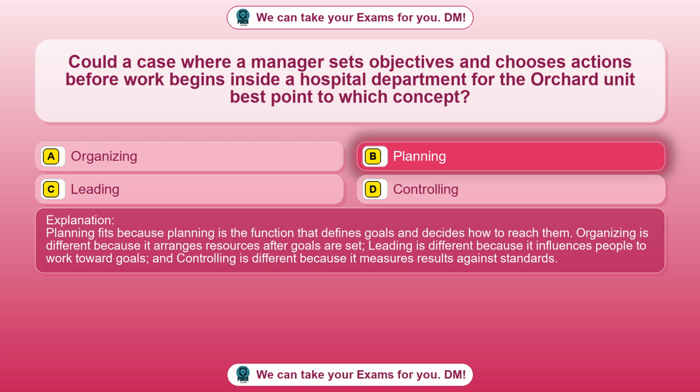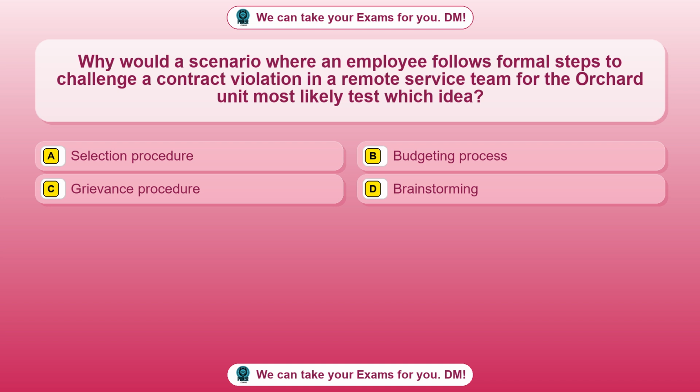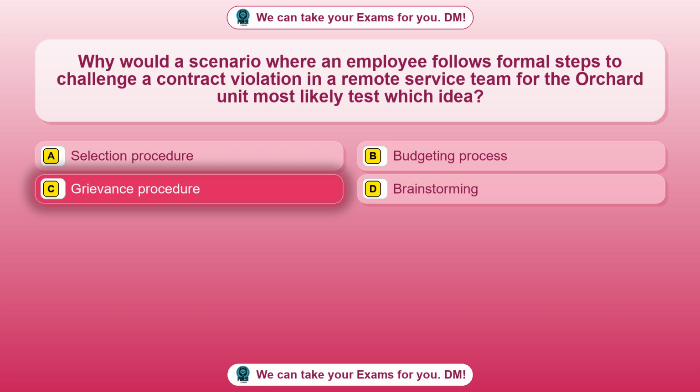Question 72. Why would a scenario where an employee follows formal steps to challenge a contract violation in a remote service team for the Orchard unit most likely test which idea? Option A, selection procedure. Option B, budgeting process. Option C, grievance procedure. Option D, brainstorming. The correct answer is option C, grievance procedure.